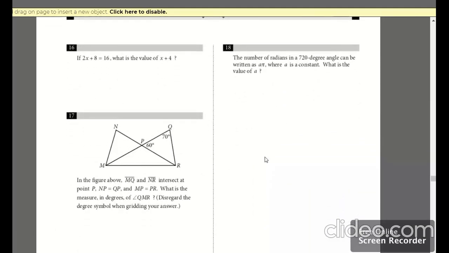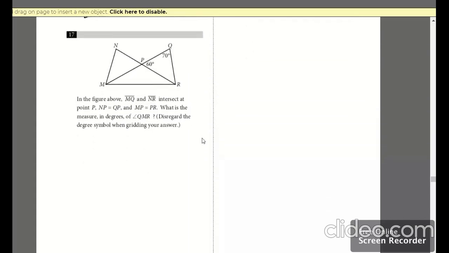That is, if 2x plus 8 is equal to 16, what is the value of x plus 4? 2x plus 8 equals 16. So first get x from it. How do you get x? By subtracting 8 from both sides. So you get 16 minus 8 is 8. x is equal to 4. 4 plus 4 is going to give you 8, the value of x plus 4. Moving on to the 17th question.